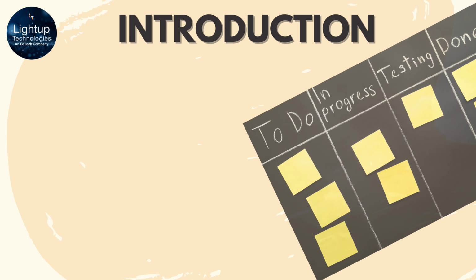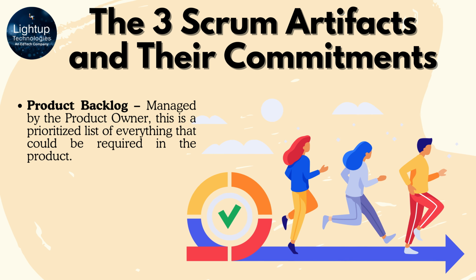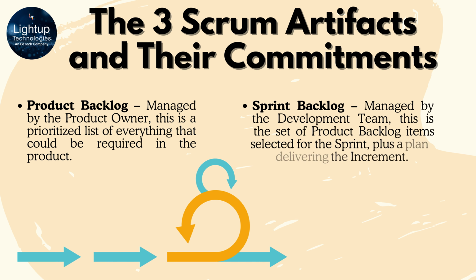Product backlog, managed by the product owner. This is a prioritized list of everything that could be required in the product. Sprint backlog, managed by the development team. This is the set of product backlog items selected for the sprint, plus a plan for delivering the increment. Increment: this is the sum of all product backlog items completed during a sprint and all previous sprints. It must meet the definition of done, DOD.